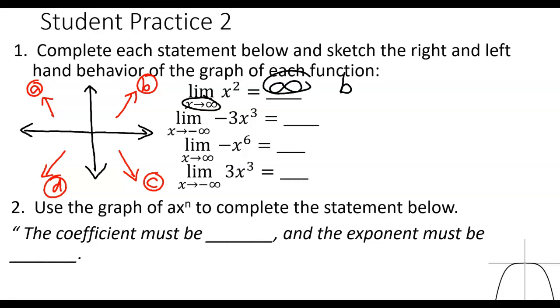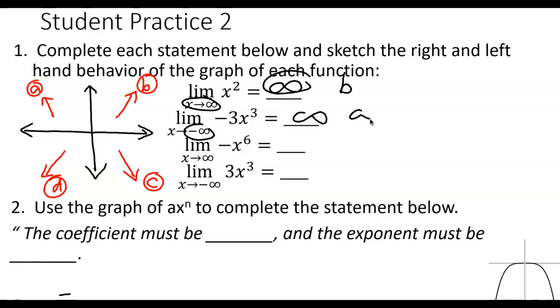Negative infinity? No, positive infinity. Because when you cube a negative infinity, it stays negative, and then you multiply a negative by a negative, and you end up with a positive. So now I'm going to ask Joelle, which arrow goes with that one? A, B, C, or D? B. It is A. Left and up. Left and up. All right.